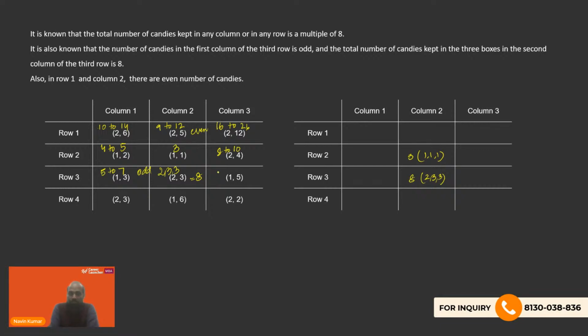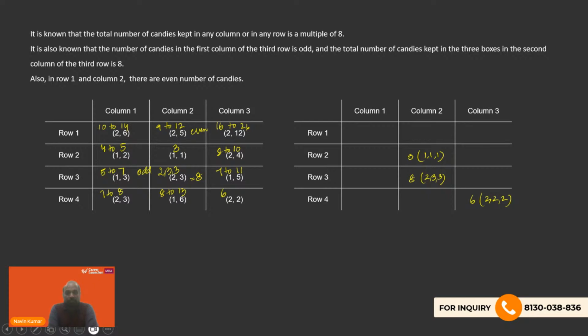Third column, the minimum is going to be 1, 1, 5, which is 7. The maximum is 1, 5, 5, which is going to be 11. In row 4, minimum is going to be 2, 2, 3, which is going to be 7. Maximum is 2, 3, 3, which is going to be 8. In column 2, it's going to be 1, 1, 6, which is 8, and 1, 6, 6, which is 13. And here, it has to be 2, 2, 2 only.